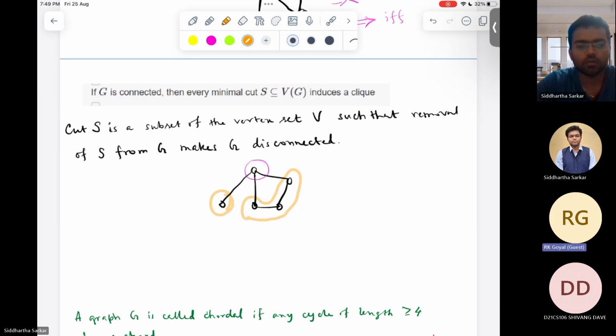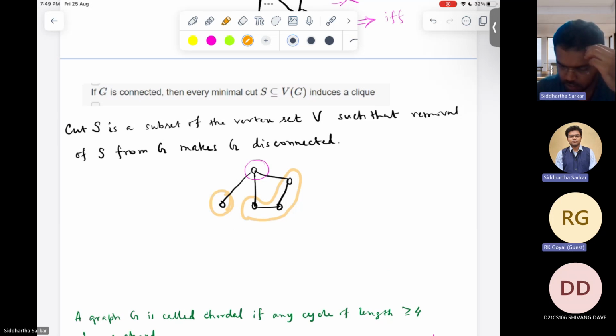Okay. So now in this case, which vertices are part of the cut? The one which is in the pink color. Yes. Okay, makes sense. So this is the definition of a cut.